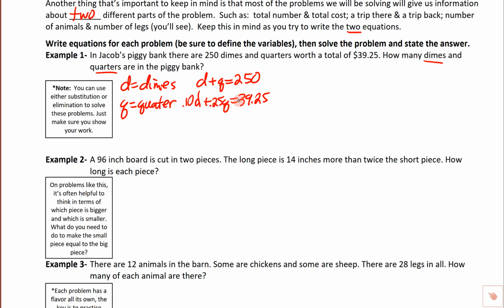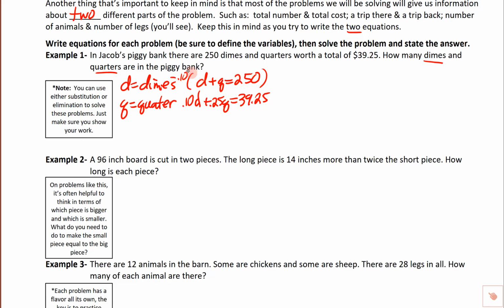Now, it looks like on this one, we could solve using substitution if we wanted to just move the q to the other side or move the d to the other side. I think you'd agree most people like to do elimination, so I'm going to go ahead and use elimination on this one. So I'm going to multiply this by negative 0.10. And again, a reminder: the reason we're going to multiply this by negative 0.10 is because if that's 0.10d, I need this one to be negative 0.10d in order to cancel that out, in order to eliminate.